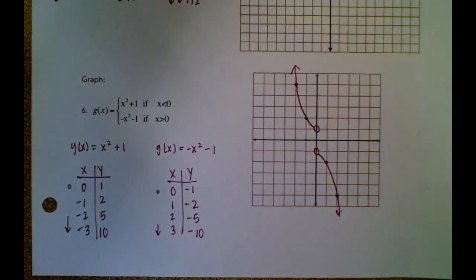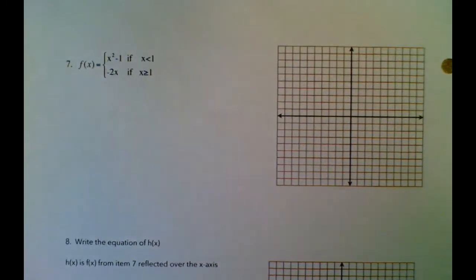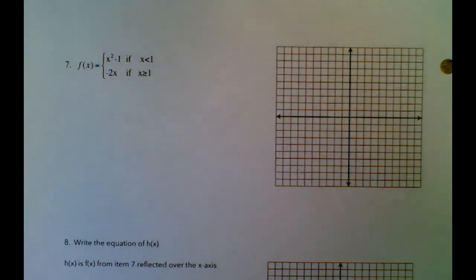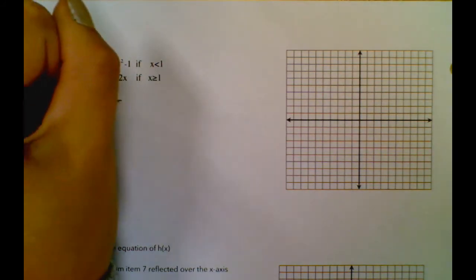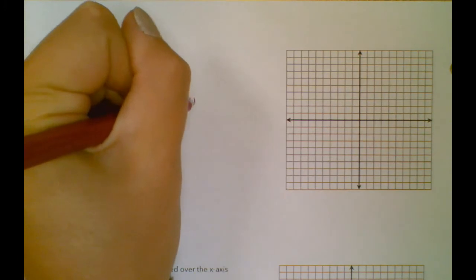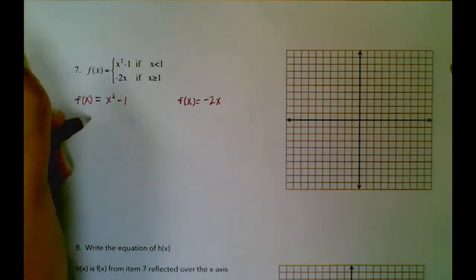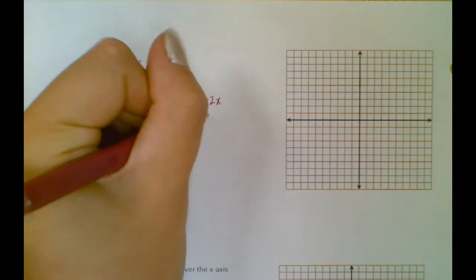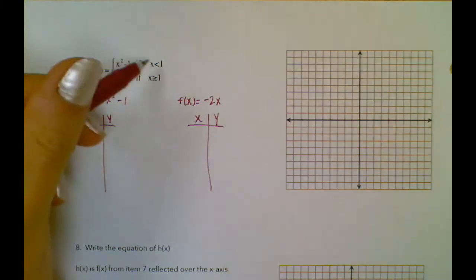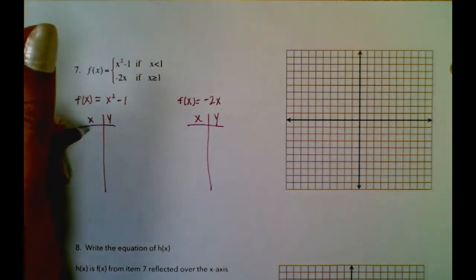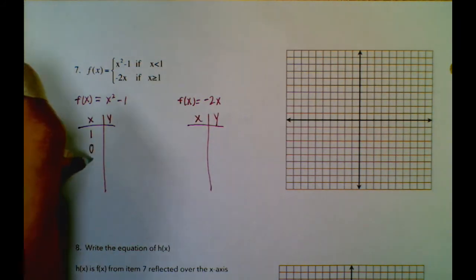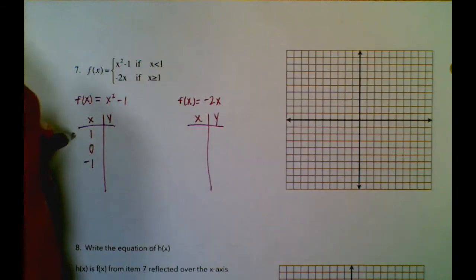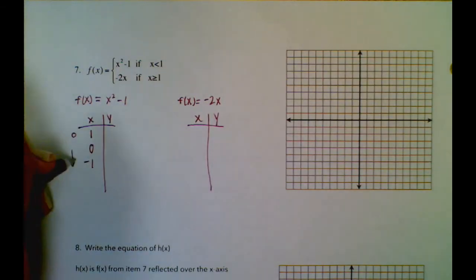All right, hopefully we're doing good so far. Flip it over to the back. Alrighty. So we've got 2 equations here again. f of x equals x squared minus 1. f of x equals negative 2x. So here, all the x values that are less than 1. So let's see there. We've got 1, values less than 1: 0, negative 1. That's going to be an open circle on the 1. And this just continues on.